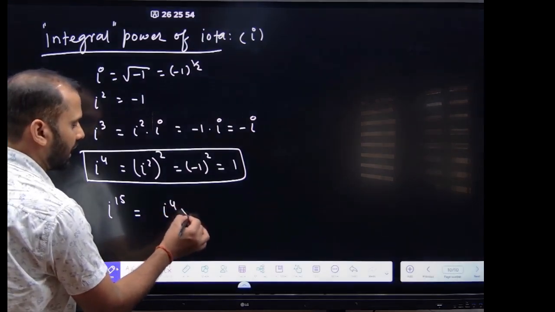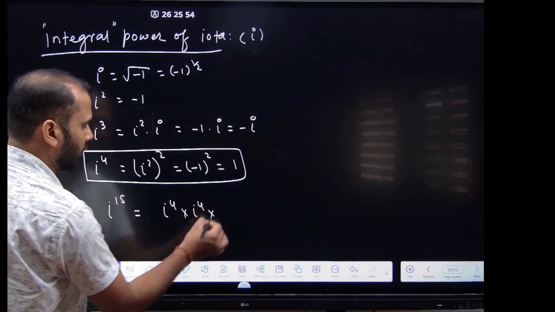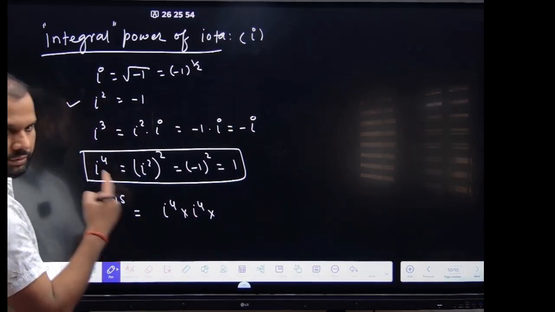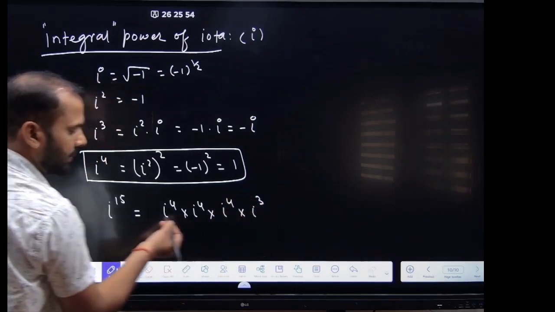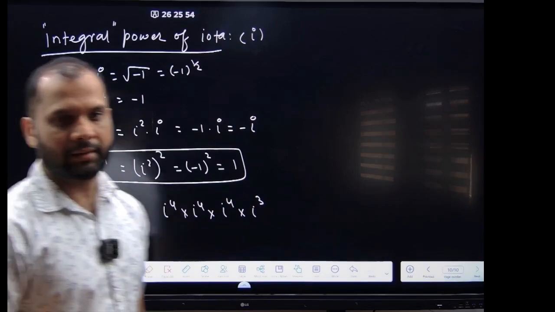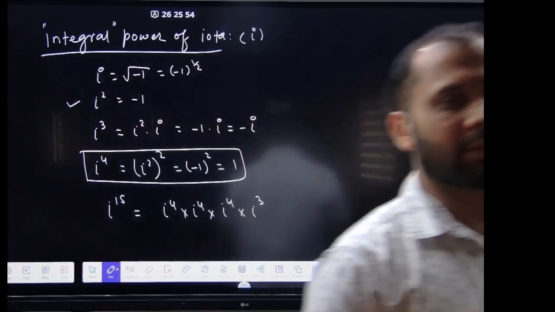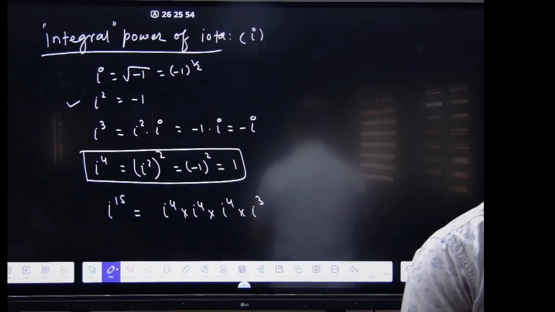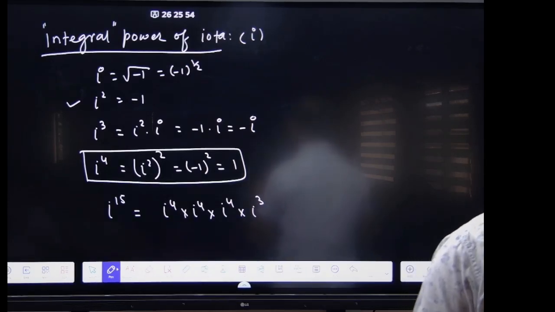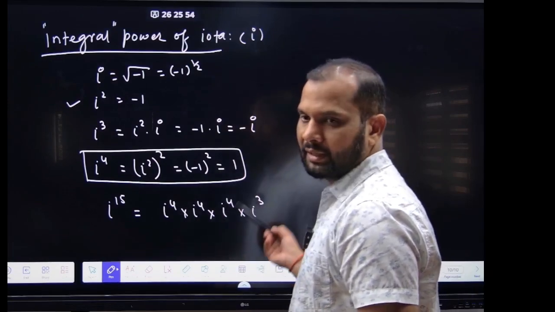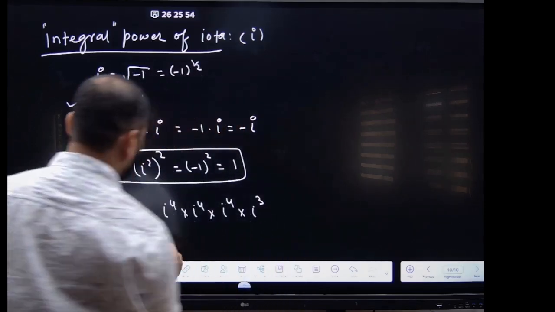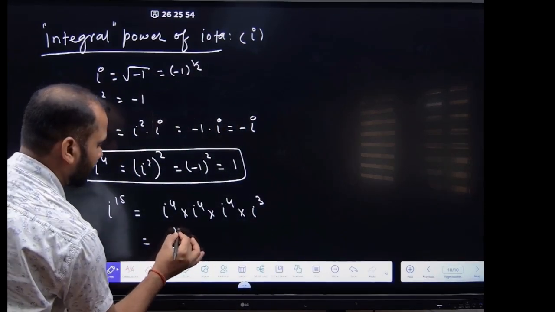i to the power 4, how many times? 4 threes are 12, so three times you can do it like this: i to the power 4 into i to the power 3. If the base is same, the powers you can add, right? So you always try to convert in terms of 4. Why? If you convert in terms of 4, i to the power 4 is nothing but 1, 1, 1. Only i cube will be there, right? So this can be written as i to the power 3 into 4.